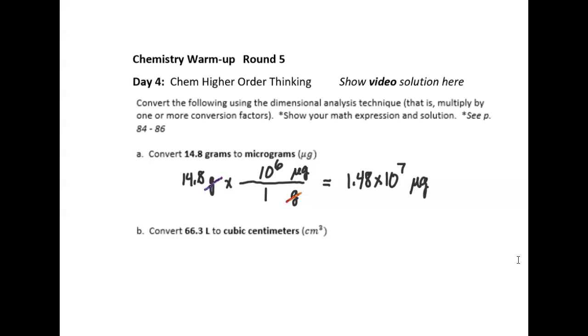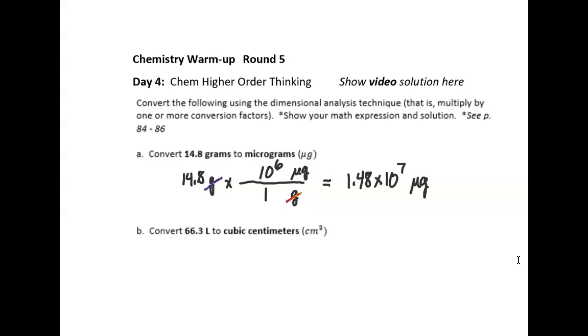Now check that the correct number of digits is shown in the answer. In the calculation, the first measurement has 3 significant figures, the 1, the 4, and the 8. So in our final answer, we want to have 3 significant figures. And again, we have the 1, the 4, and the 8.